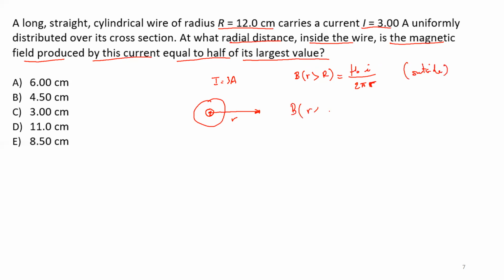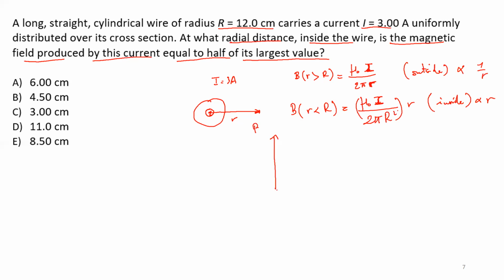B inside, when R now is smaller than capital R, is mu naught I, I being the current by the way, so here I can call it capital I if you want, the total current, divided by 2 pi capital R squared, multiplied by R. And this is inside. These are the magnitudes of the magnetic field created by this long straight cylindrical wire of radius R, outside the wire and inside the wire. Outside the wire it is proportional to 1 over R, and inside the wire it is proportional to R. We plotted this, by the way, in class.